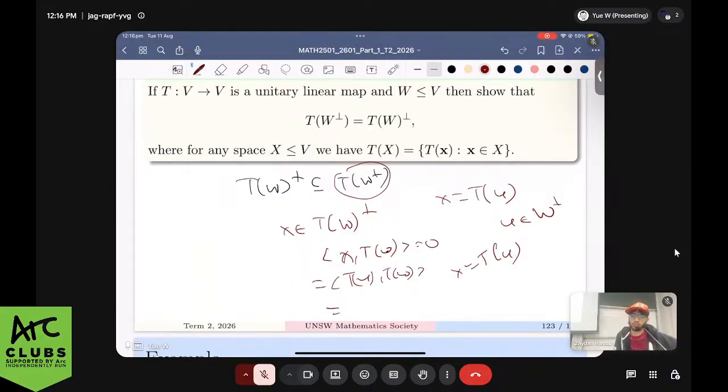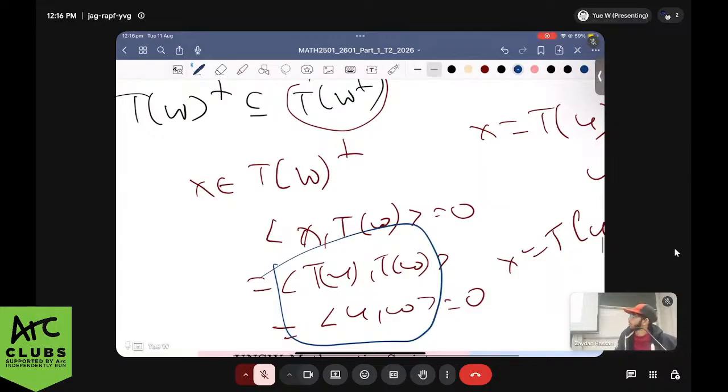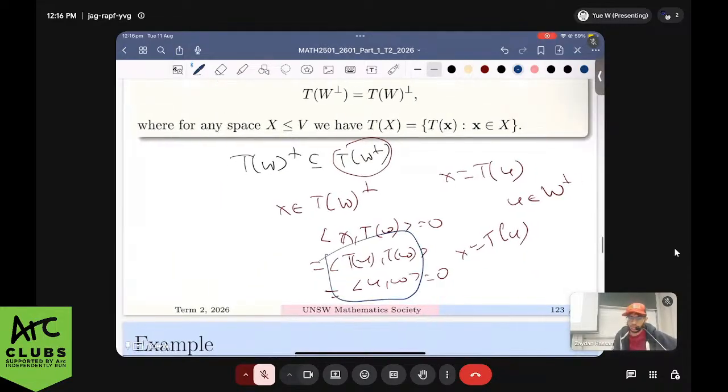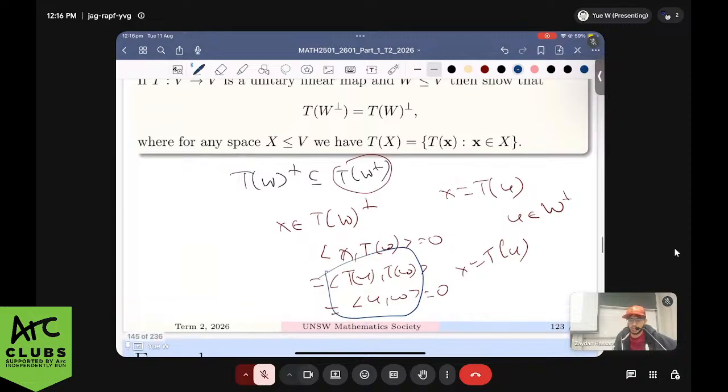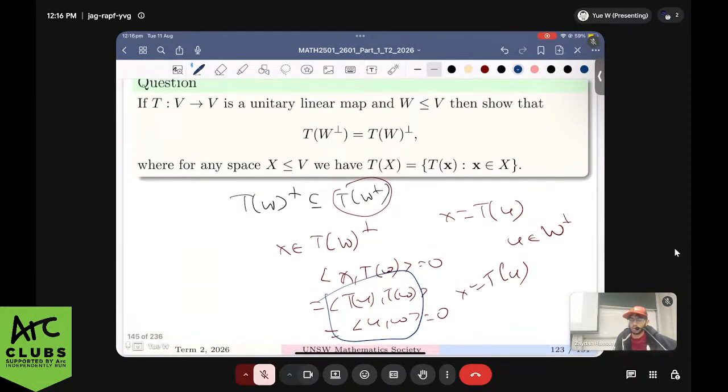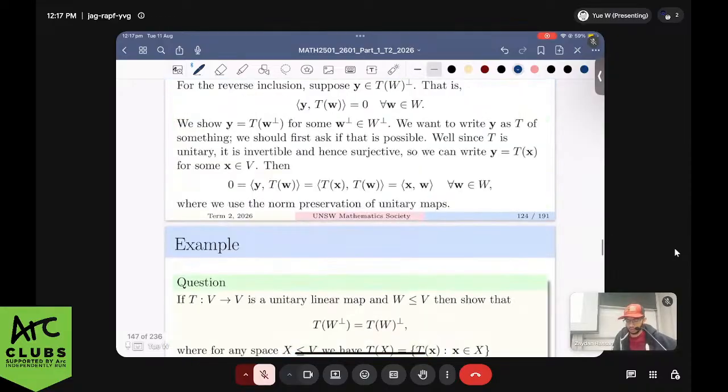One useful property I mentioned was that unitary maps preserve inner products. So the inner product of T of U, T of W is the same as the inner product of U, W, because we're assuming this is a unitary map. So U, W should be 0. And this proves U is orthogonal to any W in W. So U has to be in W perp, meaning X is of the form given here. And I'll leave the other direction as an exercise.